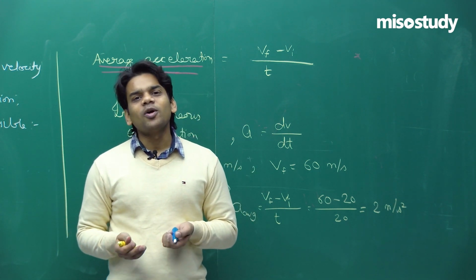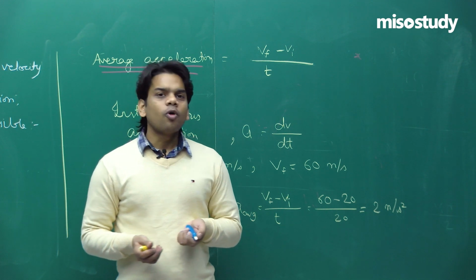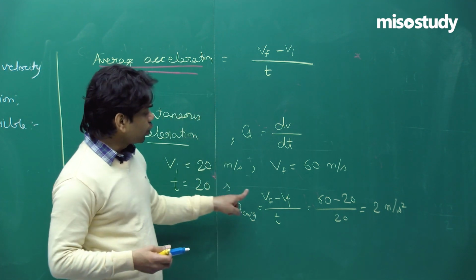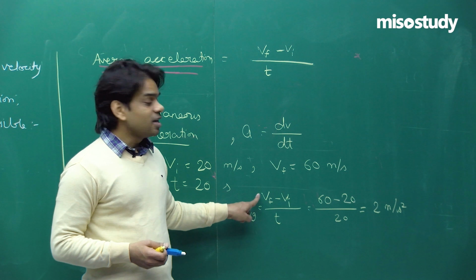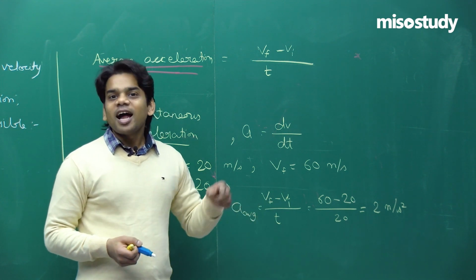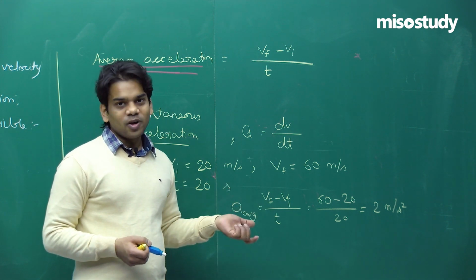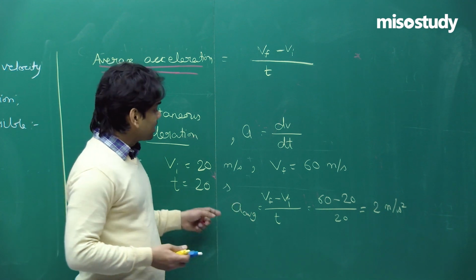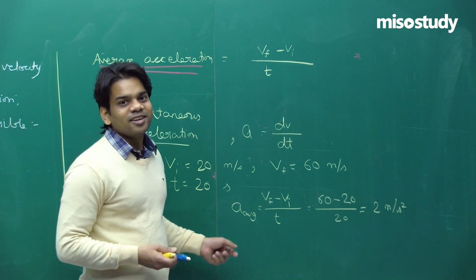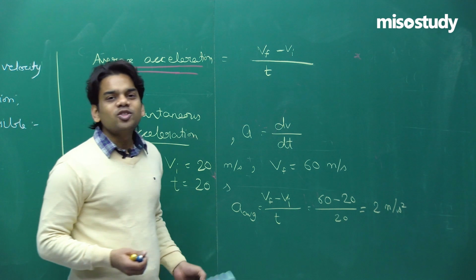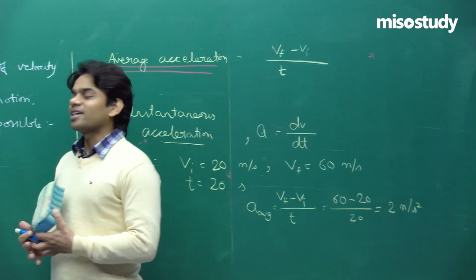Now, how to find out the direction of average acceleration? You should know the final velocity direction, you should know the initial velocity direction, and then you have to subtract final velocity minus initial velocity vectorially. That will give you the direction of average acceleration. Now let's do an example of instantaneous acceleration.